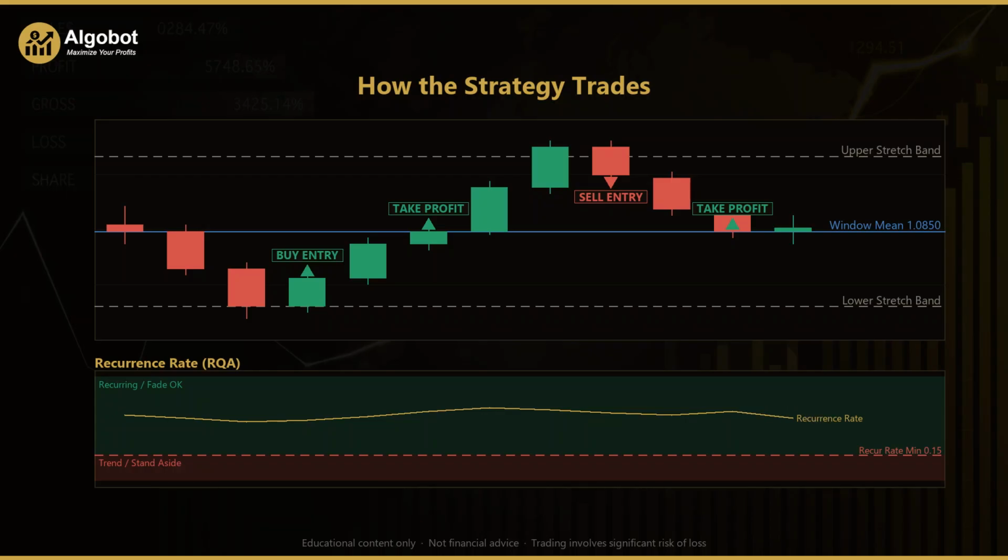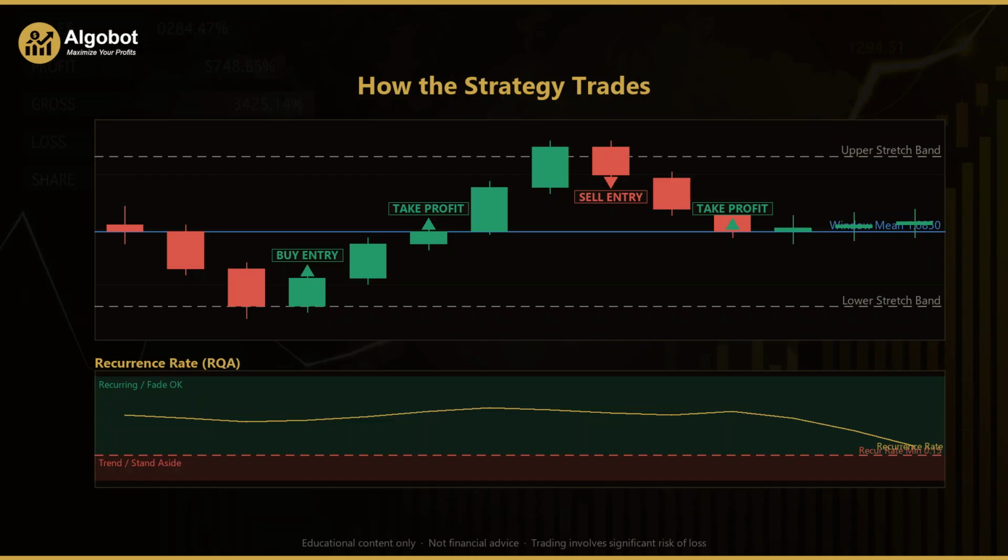Price keeps climbing past the mean. By the 7th candle, it pushes up through the upper stretch band. Now it's stretched above fair value, the opposite extreme. The 8th candle then prints a bearish reaction, closing below its open, showing the buyers running out of steam. The recurrence rate is still above the gate, so the short condition is met and the sell entry marker appears. This time the stop hides just above the reaction candle's high, again 1 times the average true range away, and the take profit sits back down at the window mean.